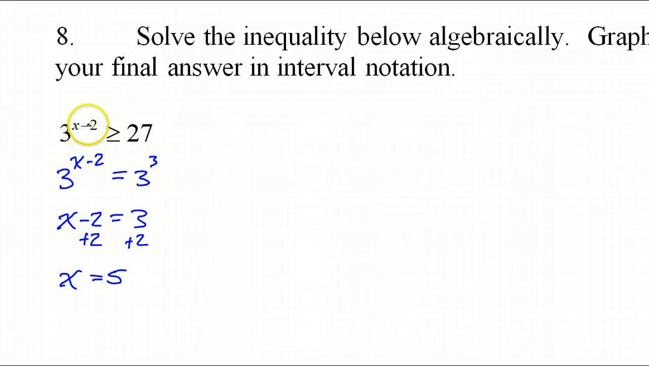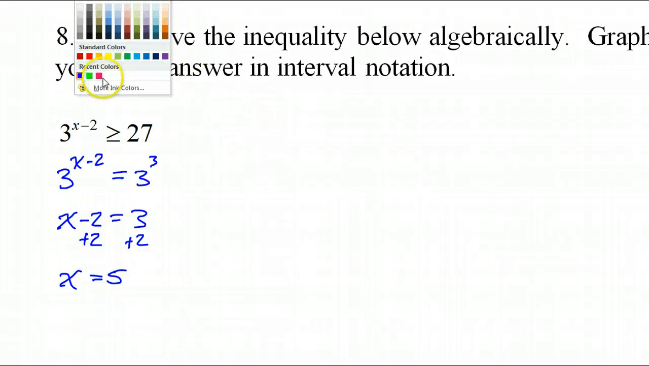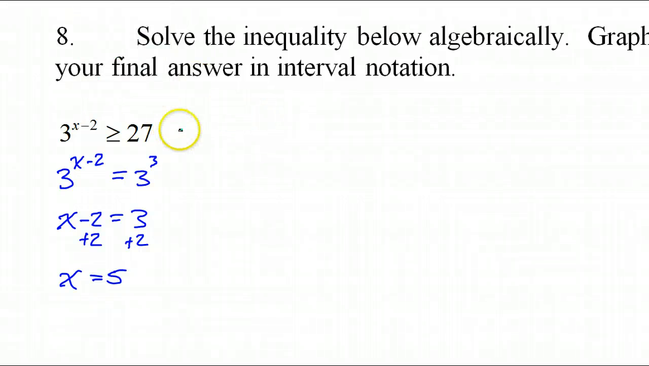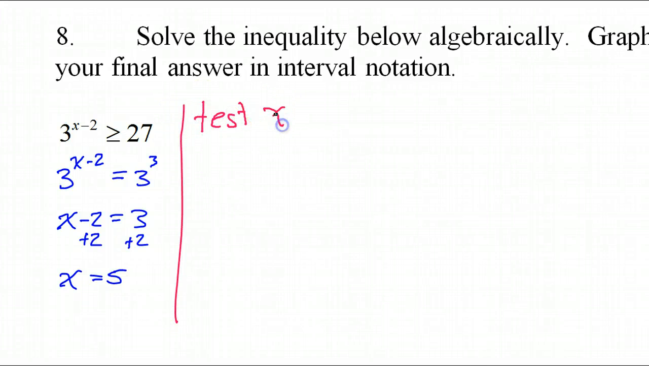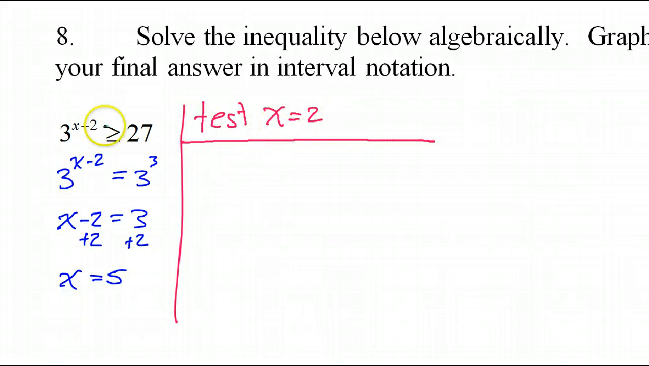Because if I do 2 minus 2, that'll make 0, and that's going to be a really easy value for me to think about. So I'm going to test x equals 2. But again, you can use any value you want. If I test x equals 2, that means I'm plugging 2 back into the original inequality. So that would make this 3 to the, not x, x is 2 now, so 3 to the 2 minus 2 power is greater than or equal to 27.